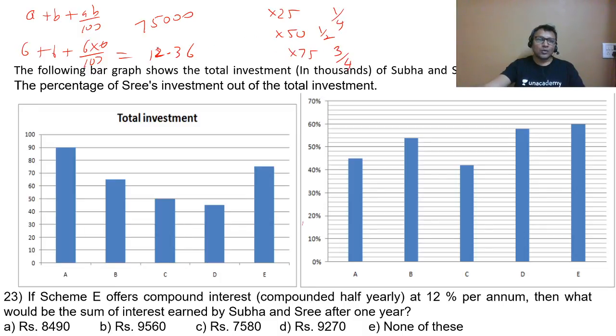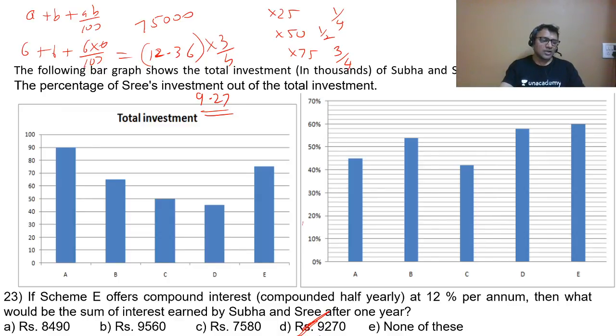Now I can do here 12.36 into 3 by 4 because I'm multiplying by 75. You can make out to be 9.27. So you can make out the answer will be 9270. I'm ignoring the digits, but I can make out the answer will be 9270. D option.